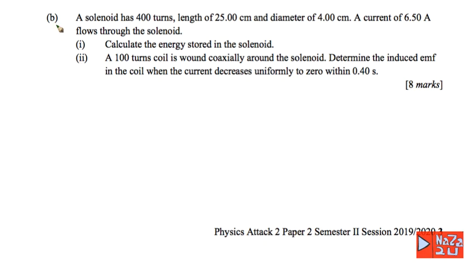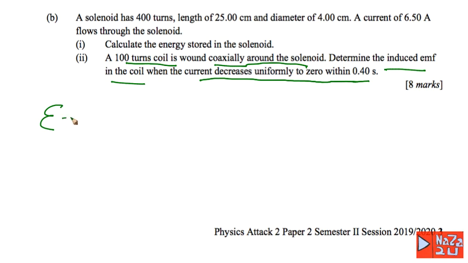So next question, number B2: a 100-turn coil is wound coaxially around the solenoid. So now on the solenoid, you have another 100-turn coil. Calculate the induced EMF in the coil when the current decreases uniformly to 0 within 0.4 seconds. Right? Okay, so how to calculate the induced EMF? You can refer to the equation.